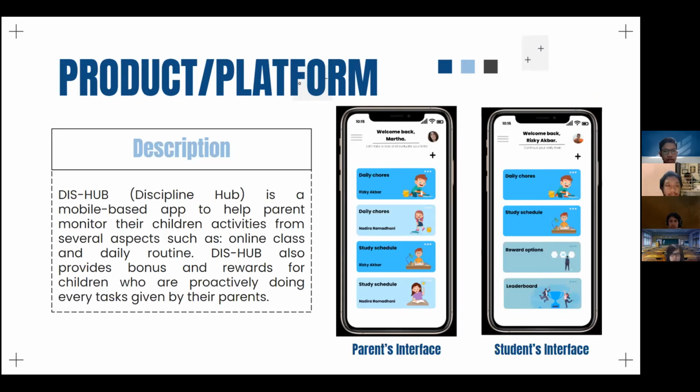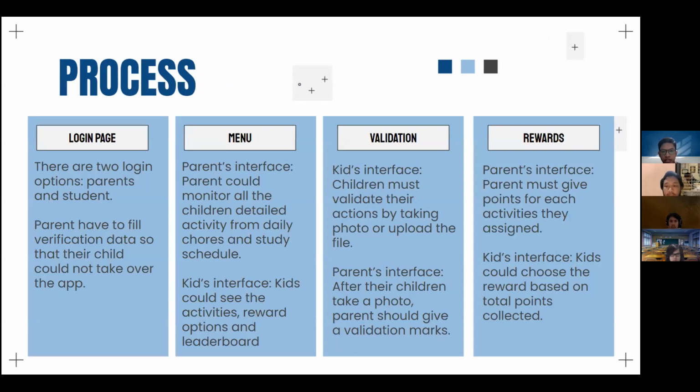Next, the third one is process. In process, we have four main features. The login page has two login options, parent and student. Parents have to fill in verification data so that their children cannot take over the app. Menu: parents can monitor the children and detailed activity from daily course and study schedule.